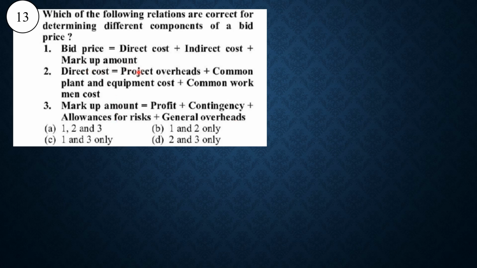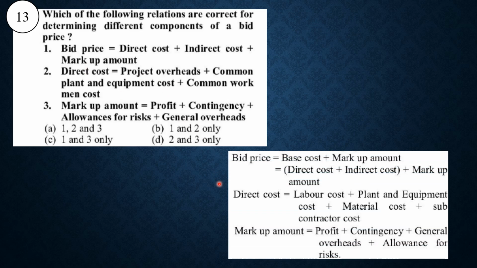But in case of direct cost, this option number second is incorrect. For direct cost, the addition of labor cost, plant and equipment cost, material cost and subcontractor cost are all added in the direct cost. Okay, so option number first and third is correct. So this is the direct cost: labor cost plus plant and equipment cost plus material cost plus subcontractor cost. Option number third is correct. First and third only.